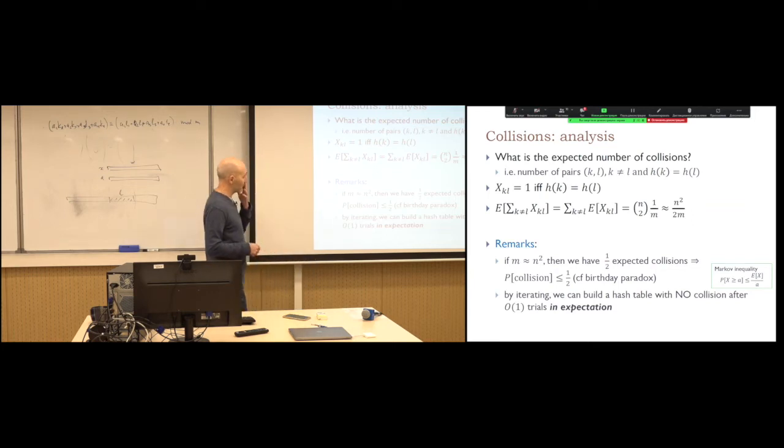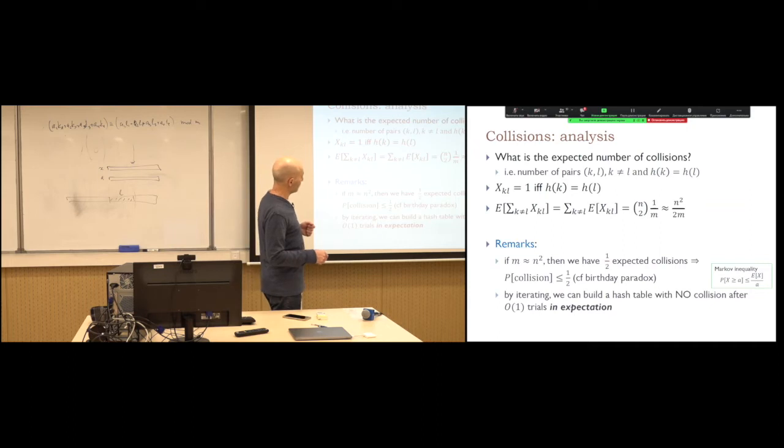This is a good thing to remember, because you see that if the size of the table m is quadratic with respect to the number of objects, then we have a constant expectation. So the number of collisions will be constant.